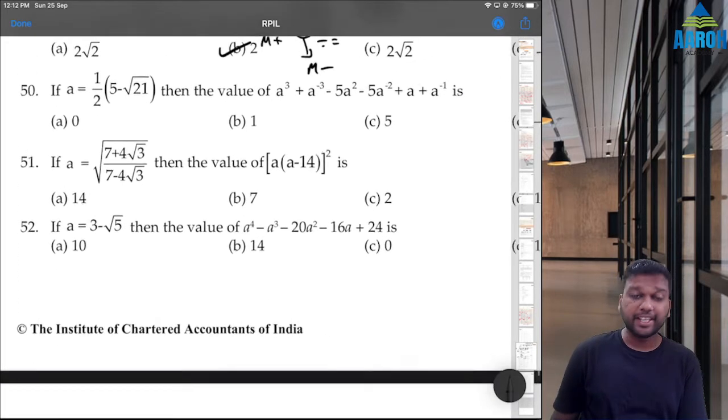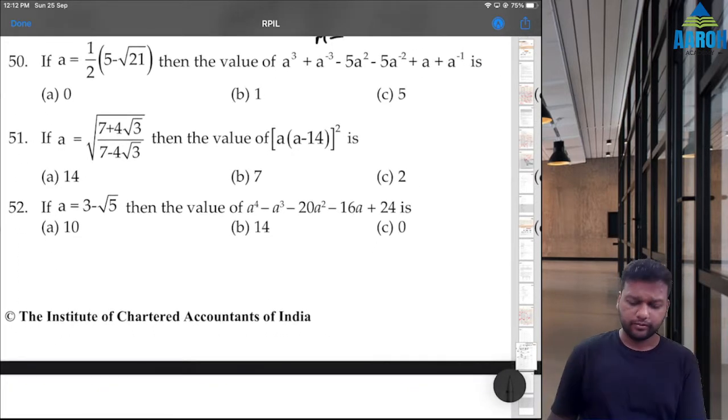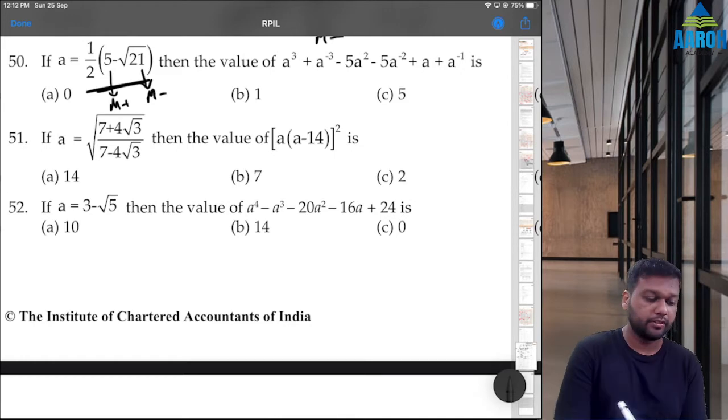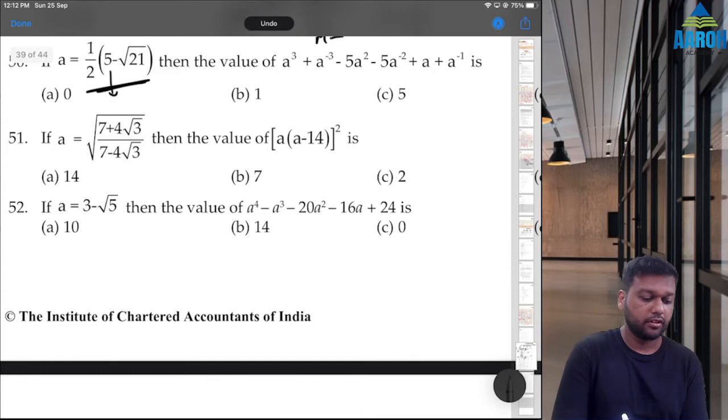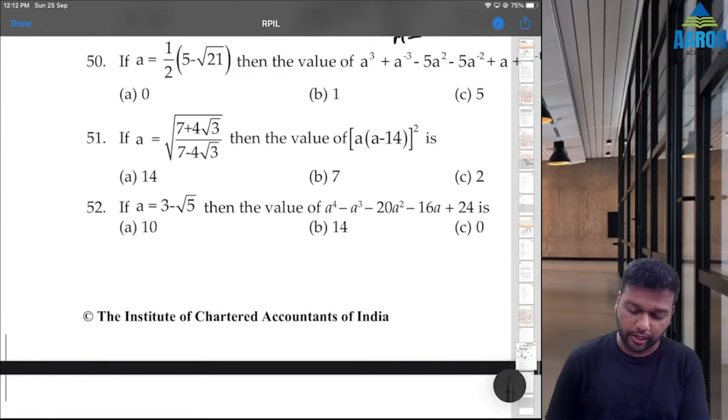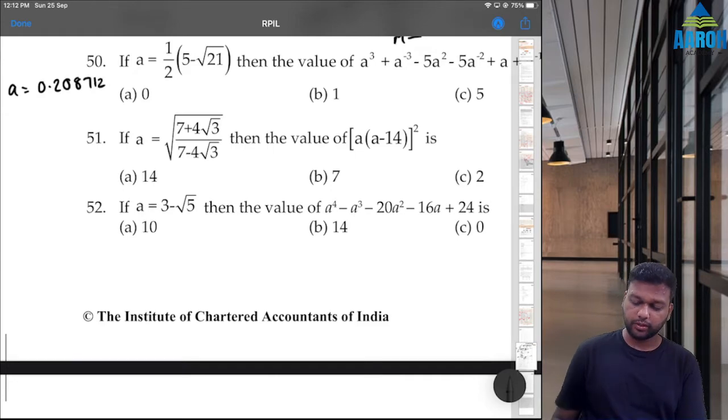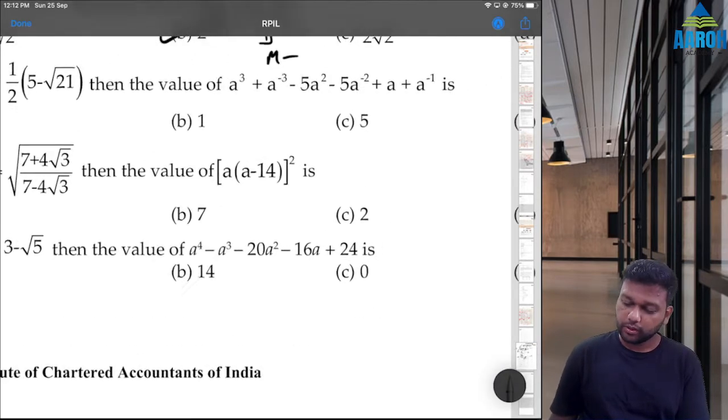50 is again a calculator question, but a little bit complicated. I mean, there is scope for silly mistakes. So let's solve this first. How to solve this? Take 5 M plus and root 21 M minus. Or you can just directly also take 5 minus 21 square root divided by 2, or into 1 by 2. So you have to note it down. Value of A is 0.208712.